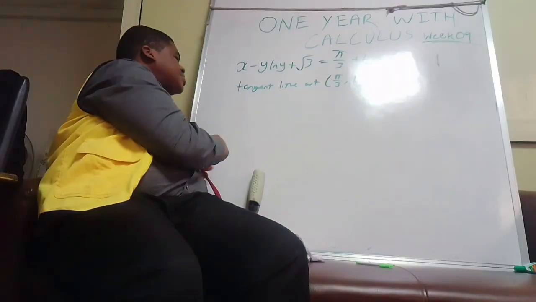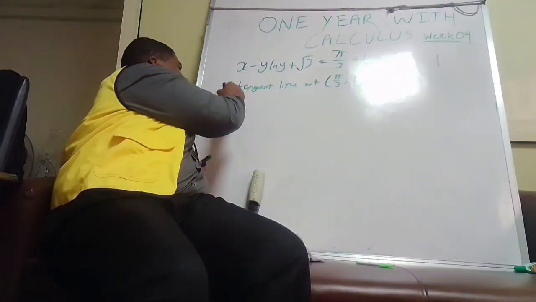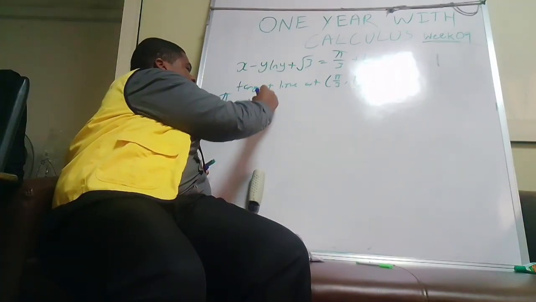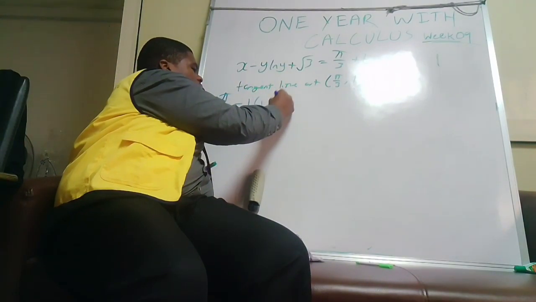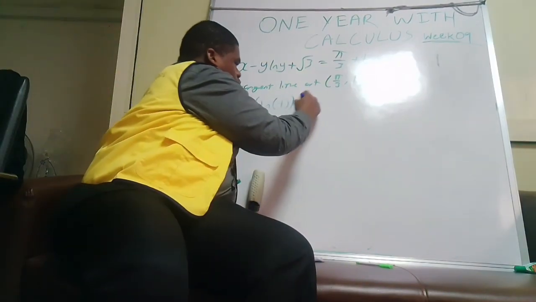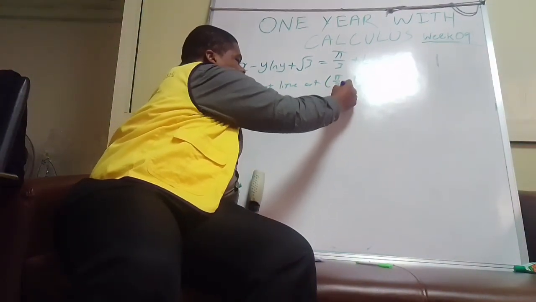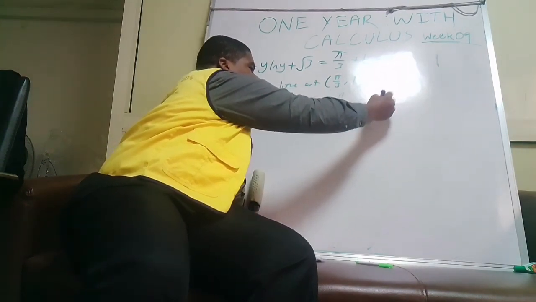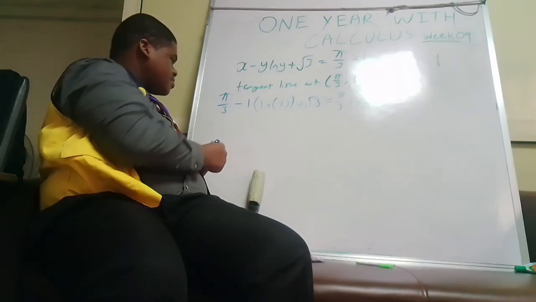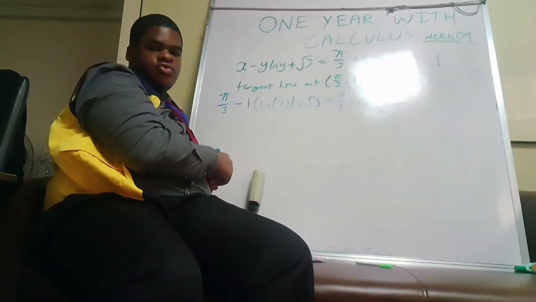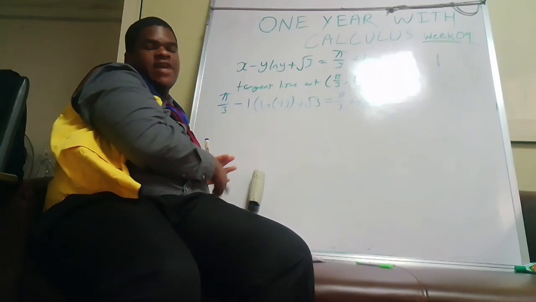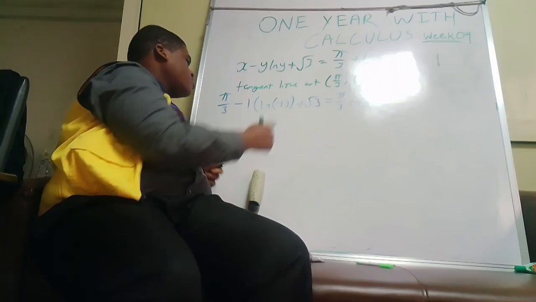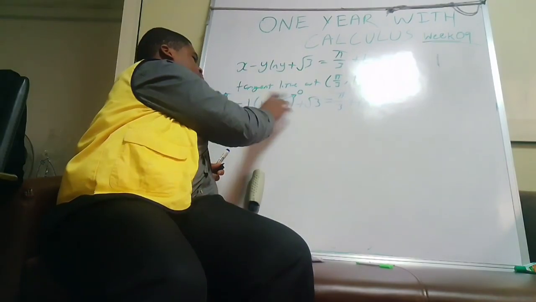So let's substitute x equals pi over 3. Then you have pi over 3 minus y, which is 1, times ln 1, plus root 3 is equal to pi over 3 plus tan pi over 3. Okay, ln 1 is equal to 0, because the logarithm of 1 is equal to 0 no matter what the base is. So all this here is equal to 0. 0 times 1 is equal to 0.